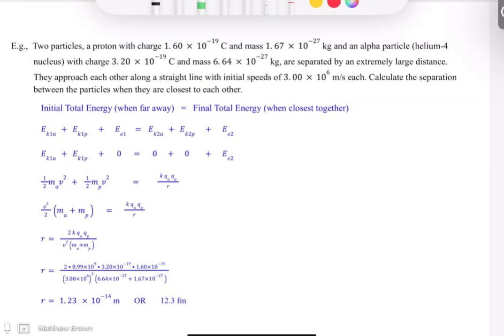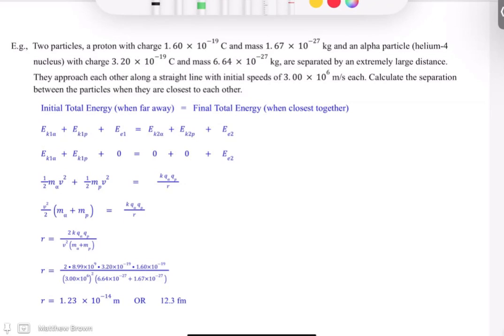And we have an alpha particle, which is just a helium nucleus, or regular helium, you might even say. The charge is just double the charge of a proton, because a helium nucleus would have 2 protons and 2 neutrons, and the neutrons would be neutral. And the mass is roughly 4 times the mass of a proton. They're separated by an extremely large distance, so for all intents and purposes they're infinitely far away. They approach each other on a straight line path, so basically they're headed right at each other, both with a speed of 3 times 10 to the 6 meters per second. We want to calculate the separation between the particles when they are closest, right?